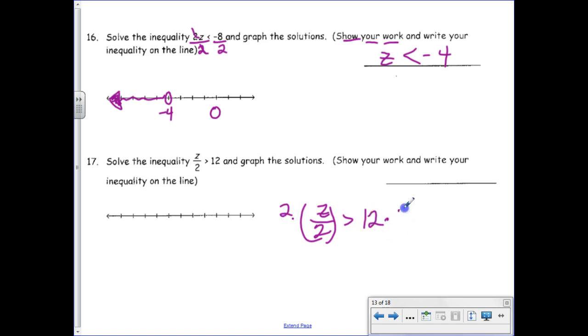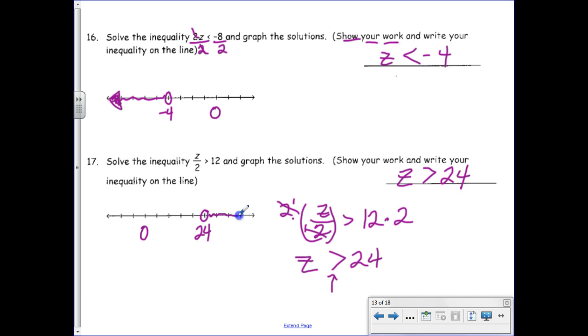All right, I need to clear that denominator, undo that dividing by 2. So when I multiply by 2, these go to 1s. That's exactly what I wanted. On this side, I get 24. You'll notice I didn't flip anything. I didn't have to. Everything was positive that I was multiplying by. Z is greater than 24. On this one, dude, don't worry about the intervals. Here's 0. 24 is over here in positive land.